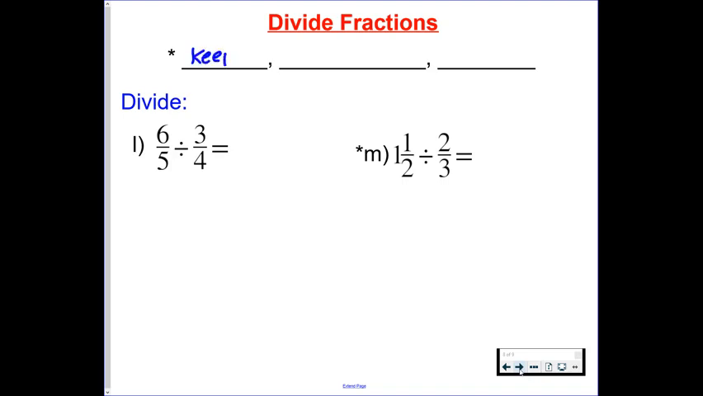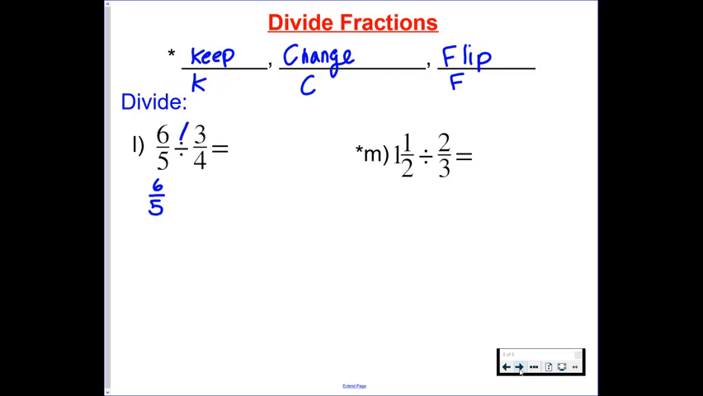Keep, change, and flip. Okay, so some people remember this K, C, and F. Keep, change, flip. So what I mean by that is, let's do an example so you guys can see what I mean. Keep means keep the first fraction. So I'm going to keep that first one, 6 over 5.